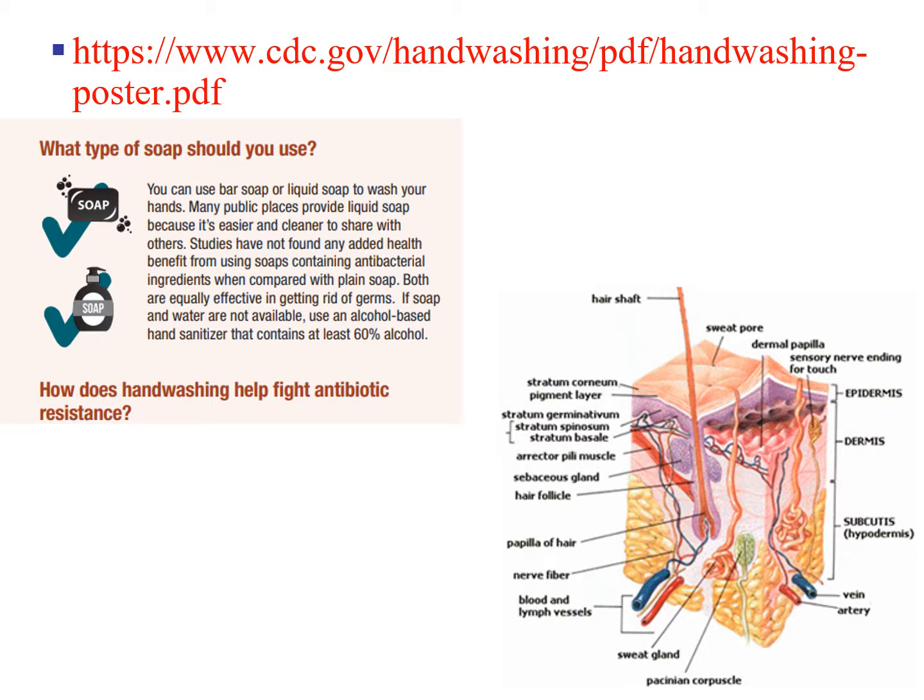The CDC has this information about hand washing. Notice if you read this box here, it says studies have not found any added health benefit from using soaps containing antibacterial ingredients when compared to plain soap, the mean bar soap. Both are equally effective in getting rid of germs. So in reference to getting rid of germs, they're both equally effective. But notice that the antibacterial contains at least 60% alcohol. Now think about what alcohol does to the surface of your skin.